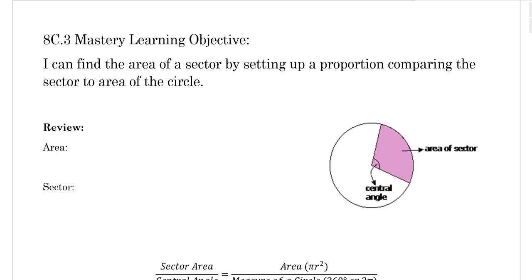All right, 8C.3 is so similar to 8C.2. Instead of finding arc length, though, we're finding the area of a sector by setting a proportion comparing the sector to the area of the circle. So now we're comparing the sector to the area just like we compared the arc length to the circumference.